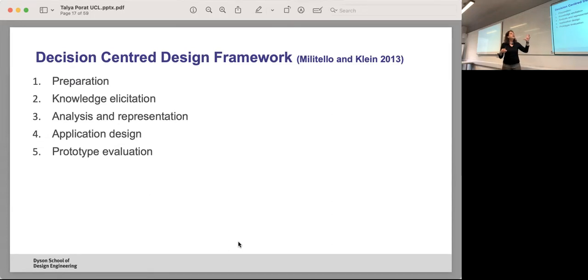This framework contains 5 stages. Preparation, understanding the context, understanding how GPs work and what their main tasks are; knowledge elicitation, understanding how they make those decisions, for which we use cognitive task analysis, I will speak about it in a minute; analyzing the result; designing the intervention; and evaluating it.